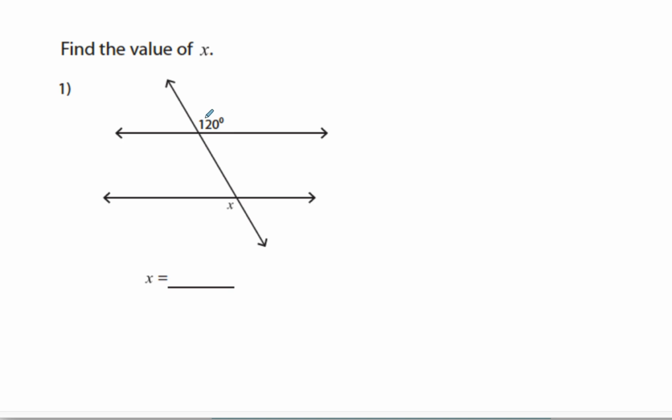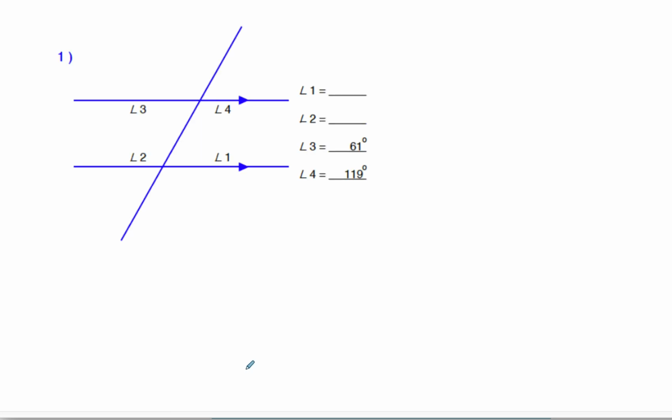Same thing here. Hey, this is another example of alternate exterior angles. And because it's 120, x must be equal to 120. Easy peasy. So here they're giving us slightly different information. We've got these four angles.